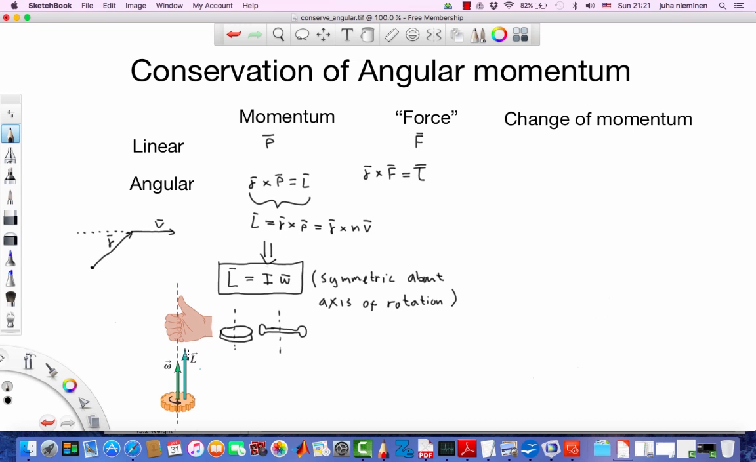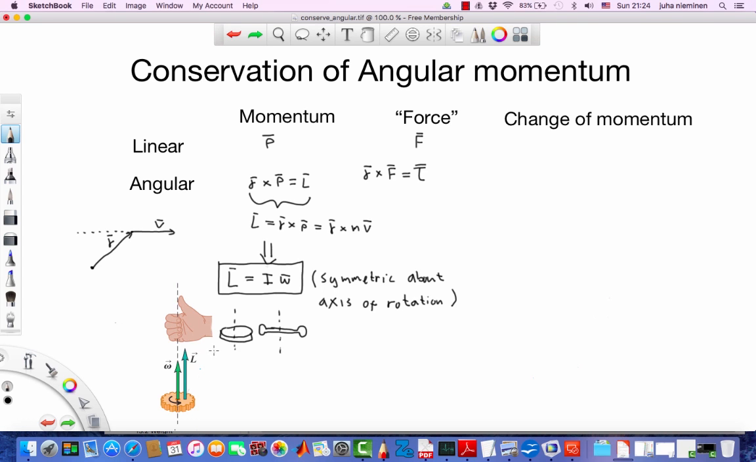This is not the case for an unsymmetric object. In that case, the L vector might be pointing somewhere off the axis of rotation, and the L vector itself can be rotating about the axis, so the situation gets much more complicated. So only accept this result for the simple case of symmetric objects.